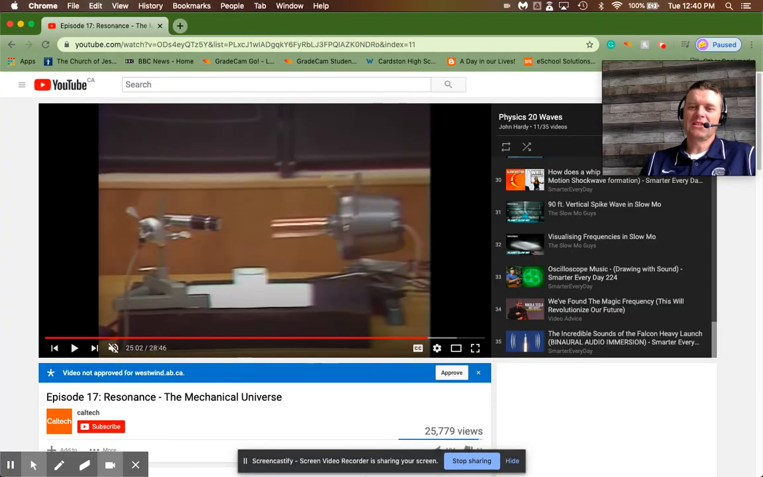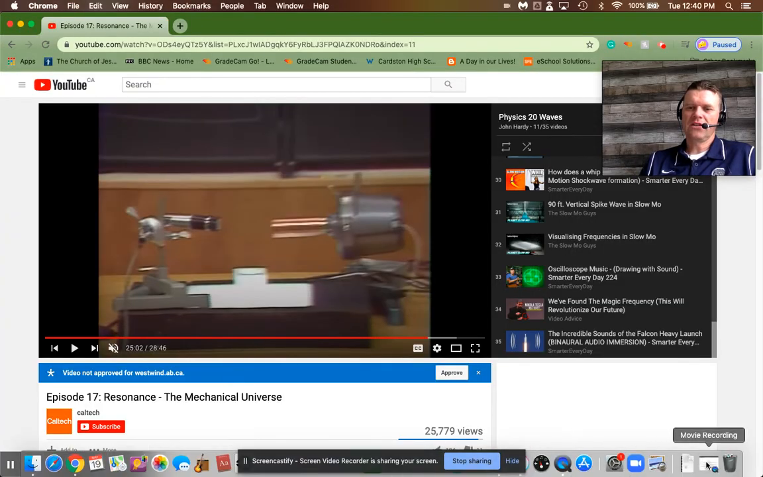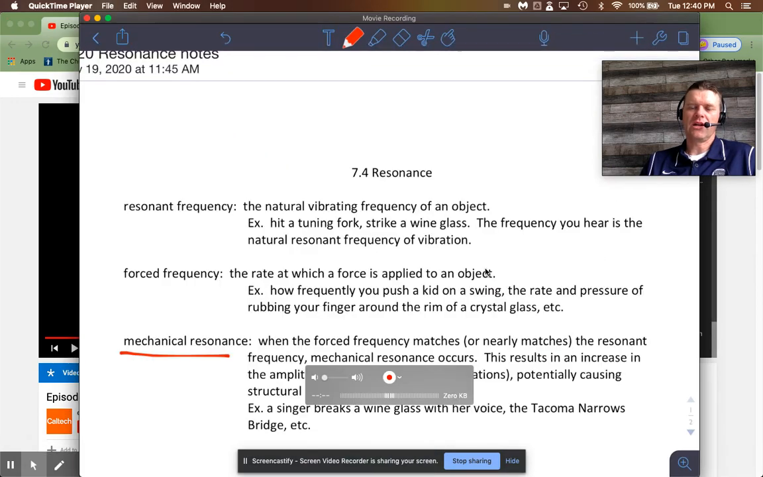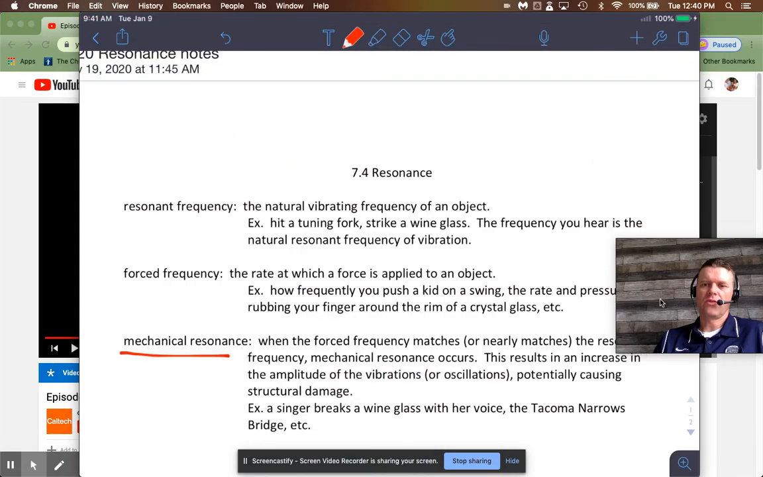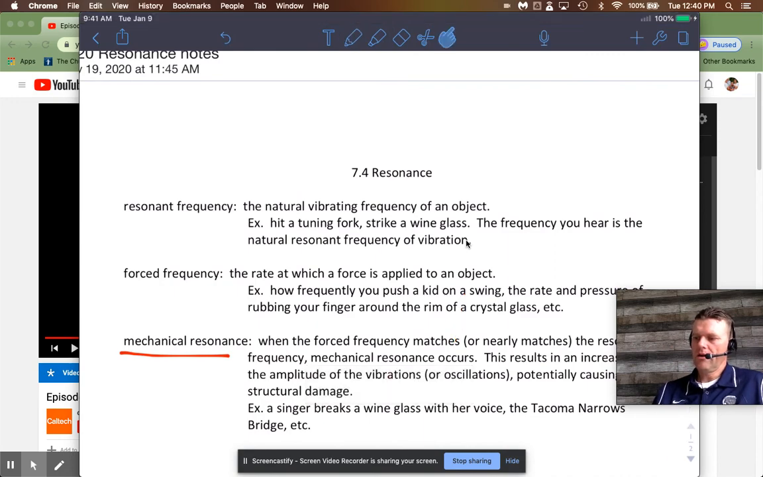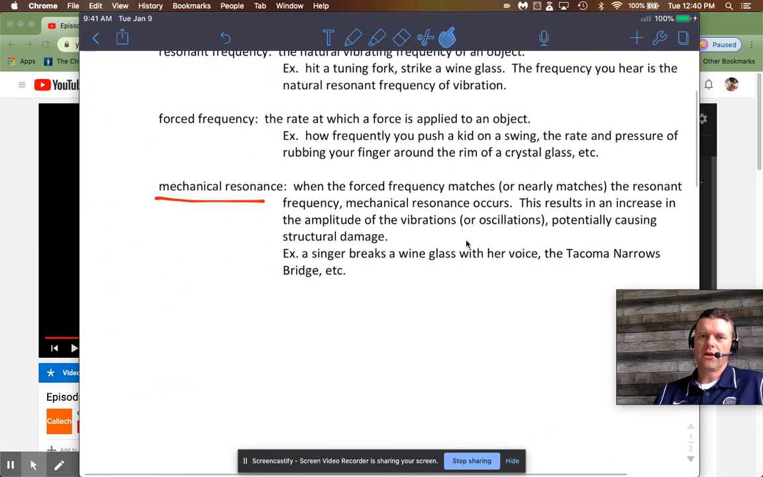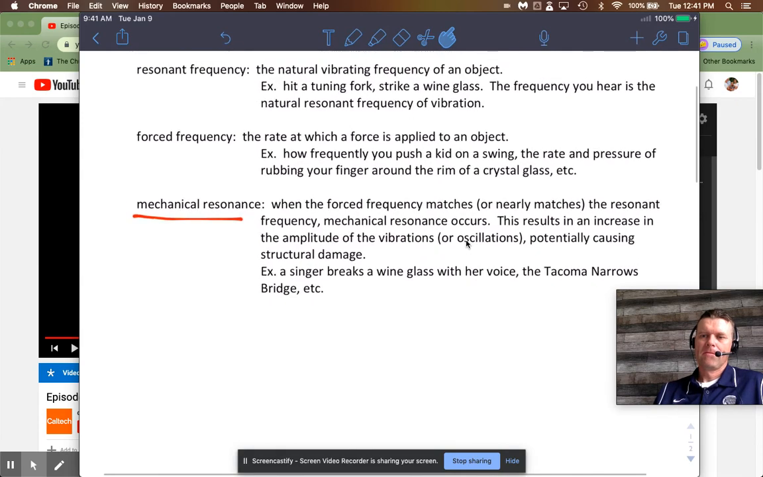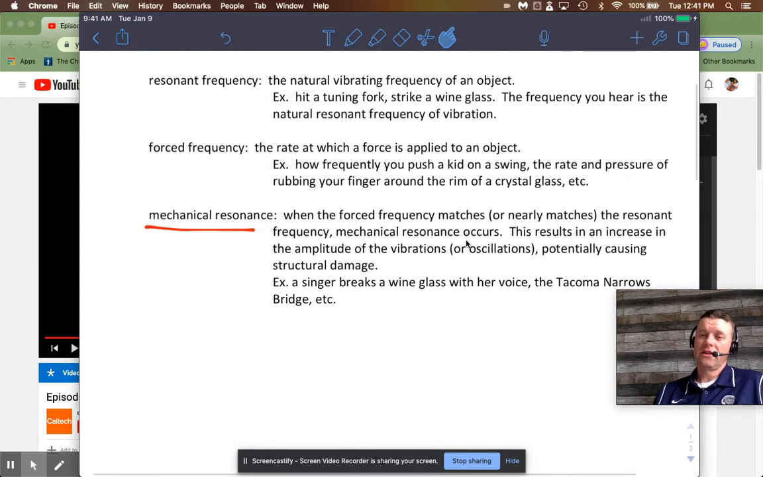It's a fascinating principle because there's lots of applications of it, and if we have more time, maybe I'll pull up some other examples for you to look at. But between the videos and whatnot, that's it. That's it for the remainder of the chapter. Just understanding resonant frequency, forced frequency, and mechanical resonance.